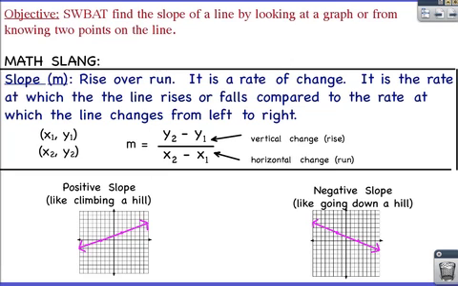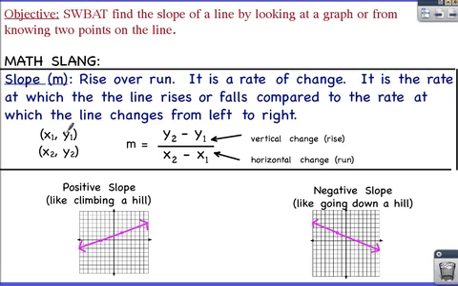As we mentioned, slope is rise over run. It is a rate of change. More specifically, it is the rate at which the line rises or falls compared to the rate at which the line changes from left to right. Therefore, we're comparing our vertical change, or rise, the change in the y-coordinates, over our horizontal change, or run, which is the change in the x-coordinates.